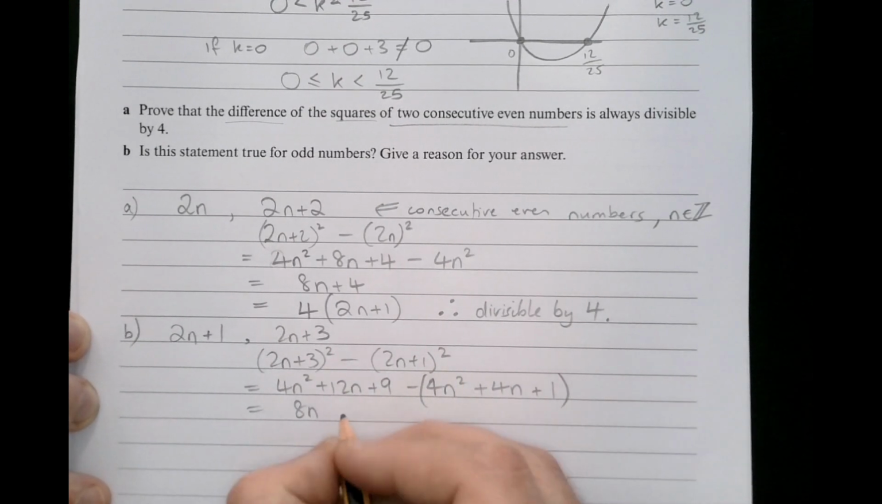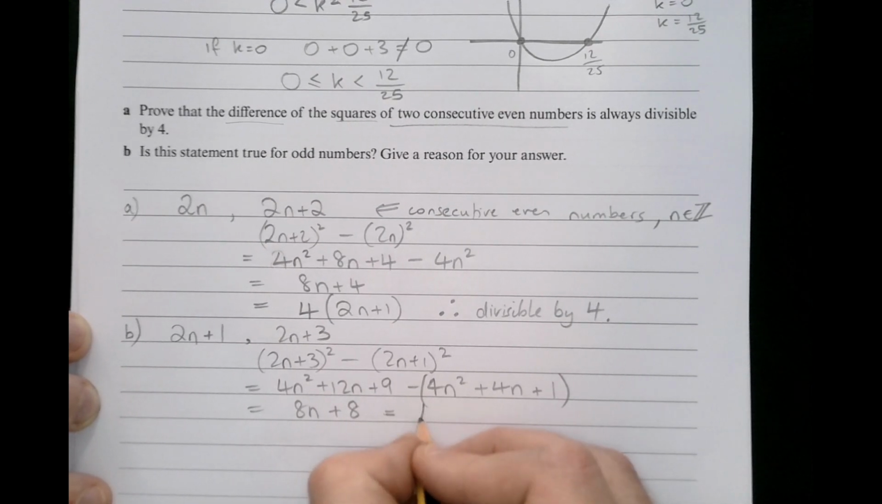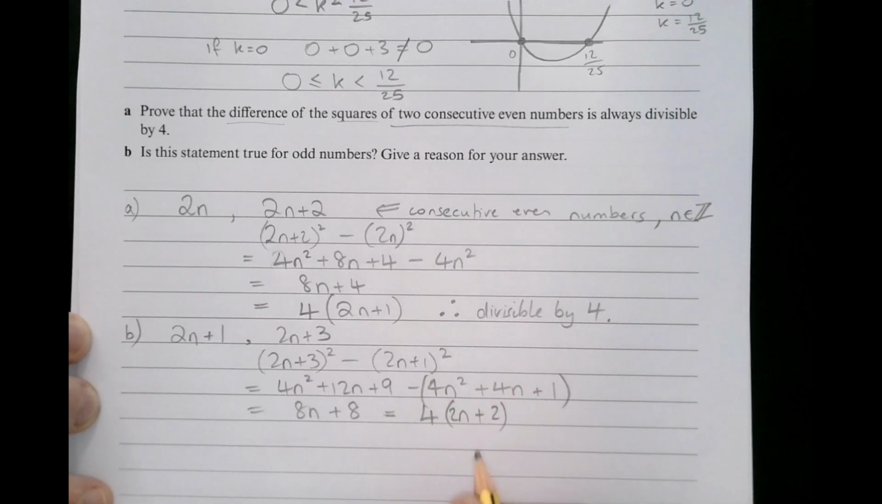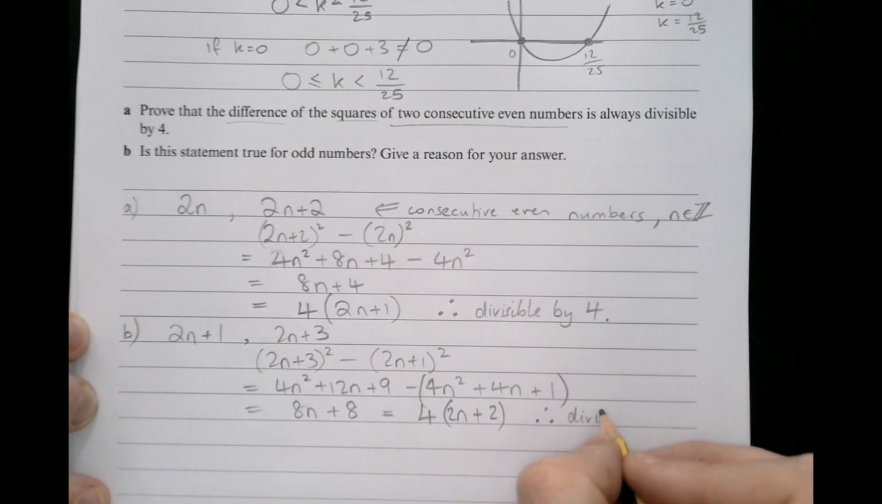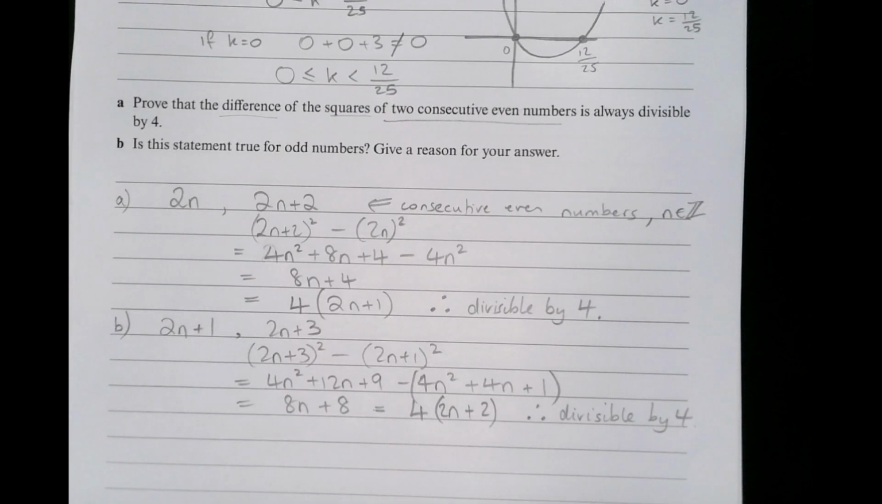So 9 take away 1, 8, which is again a multiple of 4. Even if you can take out a multiple of 8, don't, because you're trying to prove that it's divisible by 4. So it is also divisible by 4. Interesting. Okay.